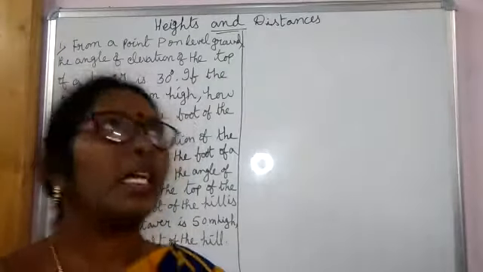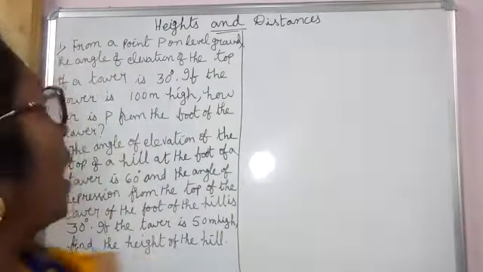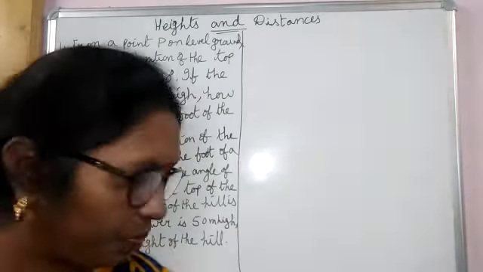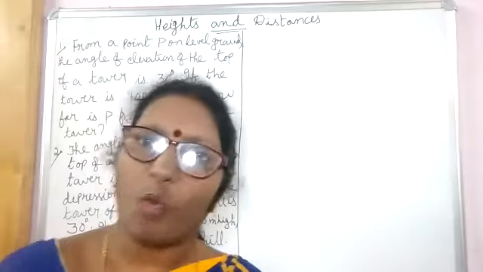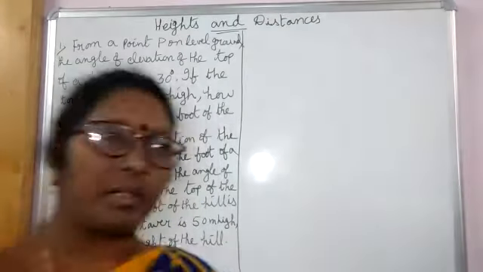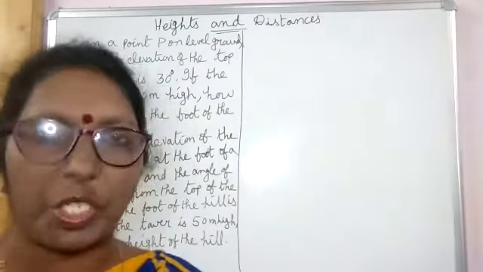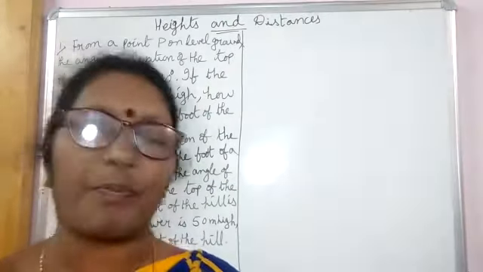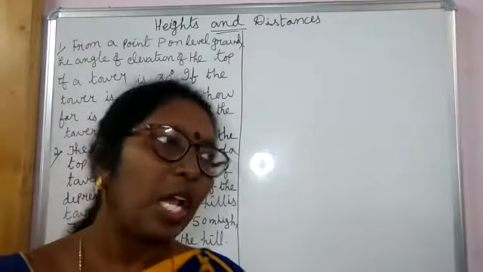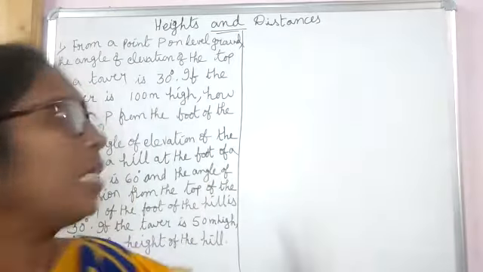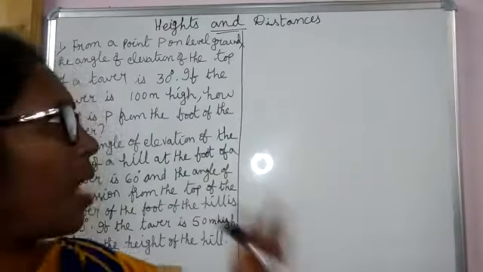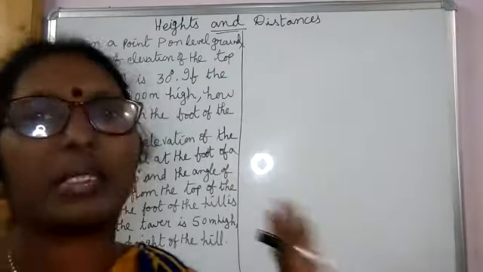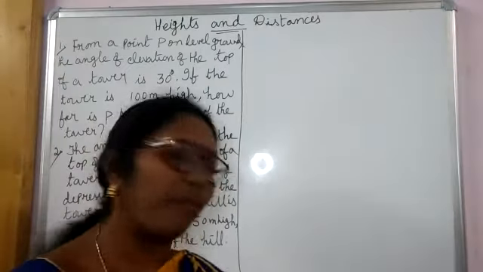Hi friends, in my last video I explained the heights and distances chapter. You have learned what is elevation, what is depression, what is angle of elevation, and what is angle of depression. You will understand well with these examples. Today I am going to explain two problems, one very simple, and the second a little more complicated.